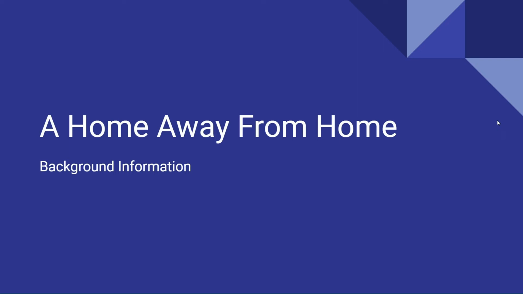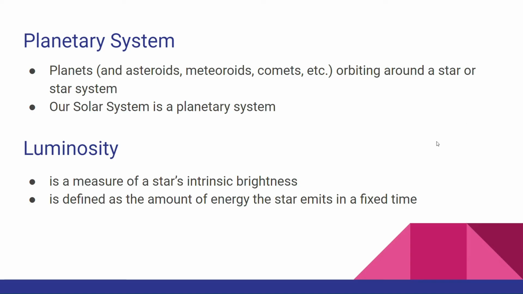So let's go over some background information for our task, A Home Away from Home. First, I want to discuss what a planetary system is because our task is based in outer space. A planetary system includes planets as well as asteroids, meteors, and comets that are orbiting around a star or a star system. A very famous example of a planetary system is our very own solar system.